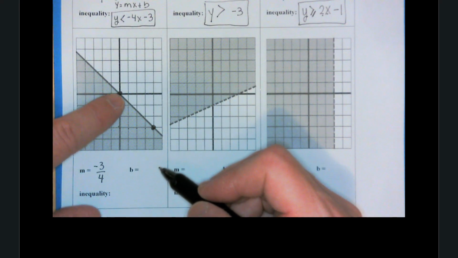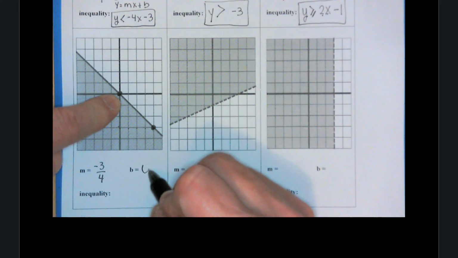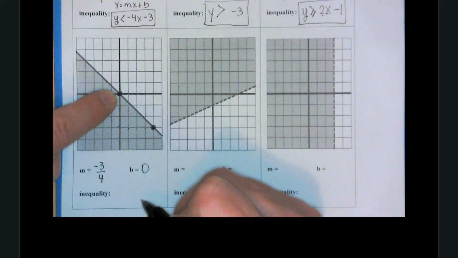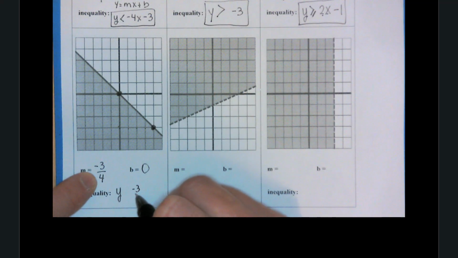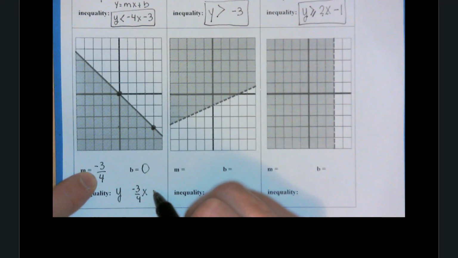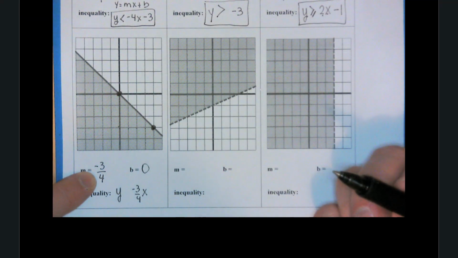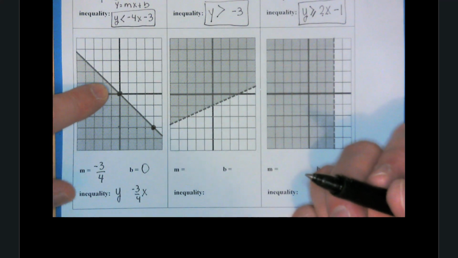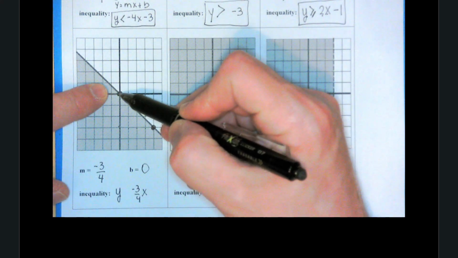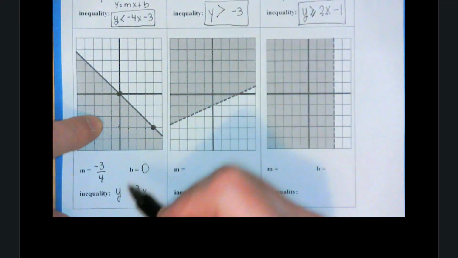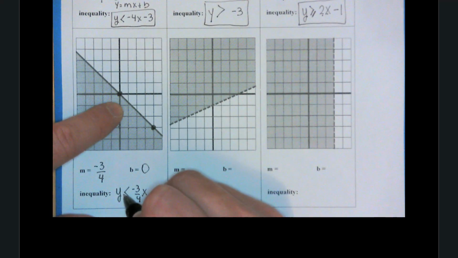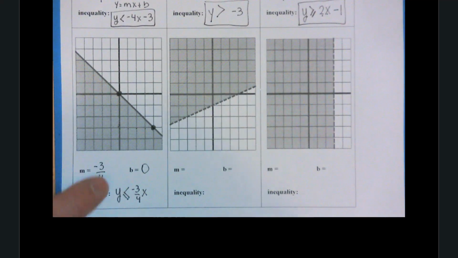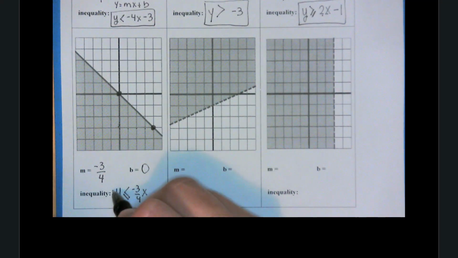My y-intercept is where the line touches the y-axis, is right there, which is at the origin, or 0. So my equation would be y, my slope is negative 3/4 x, my y-intercept is 0. Because it's 0, I don't have to write the 0. Now I need to decide on the symbol. Here's my elevator. I had to ask my elevator to go down, so that'd be less than. And because the line is solid and the points are solid as well, I know my symbol will have a dash. So it would be y less than or equal to negative 3/4 x. And there's my inequality.